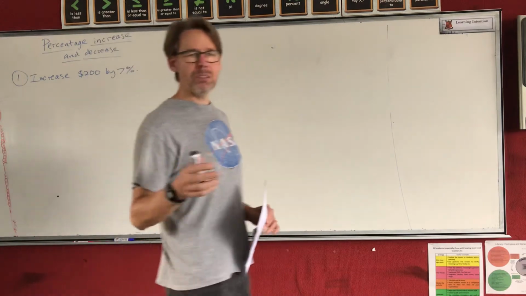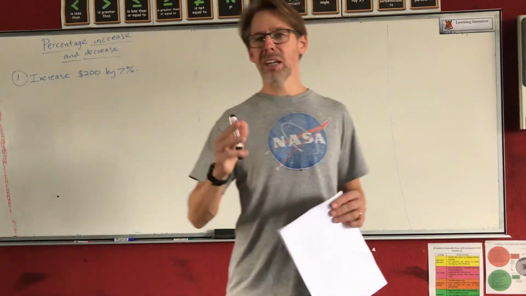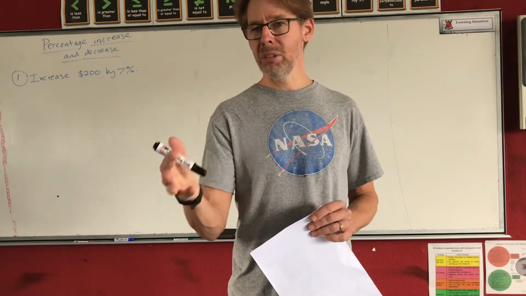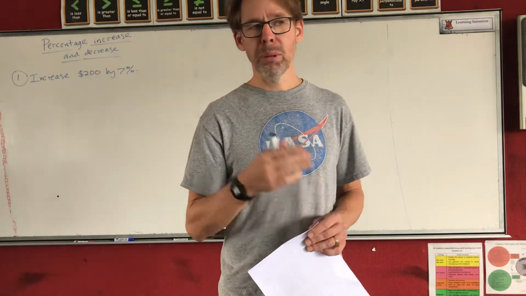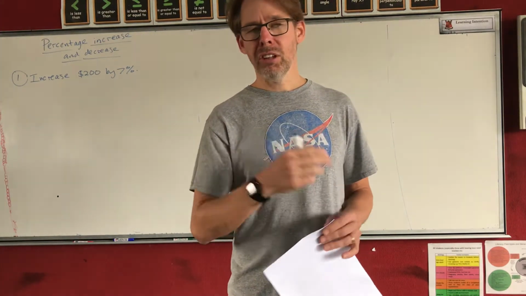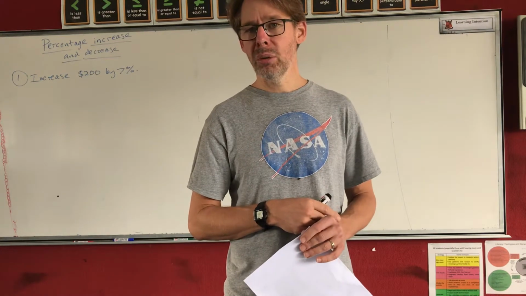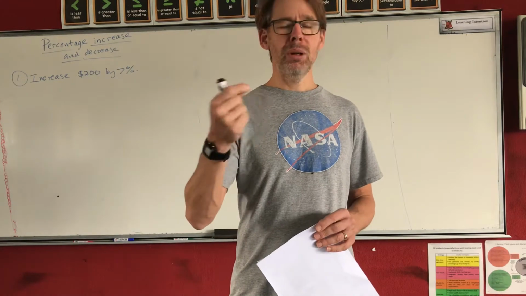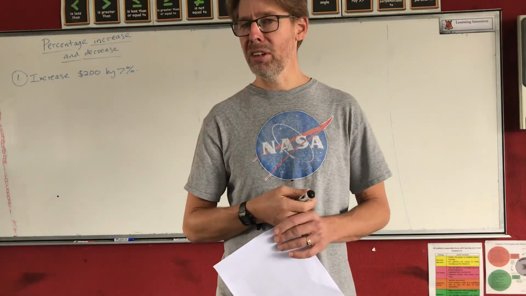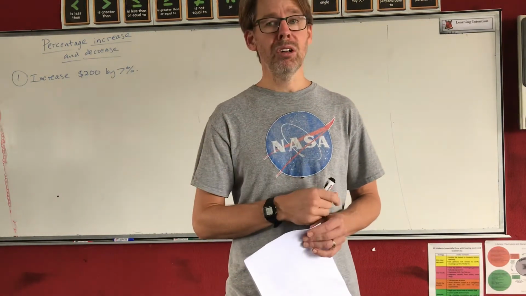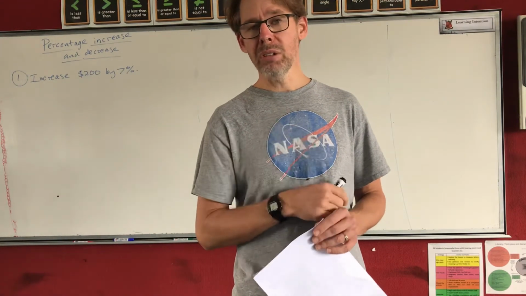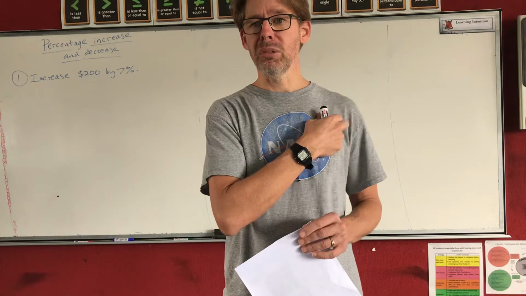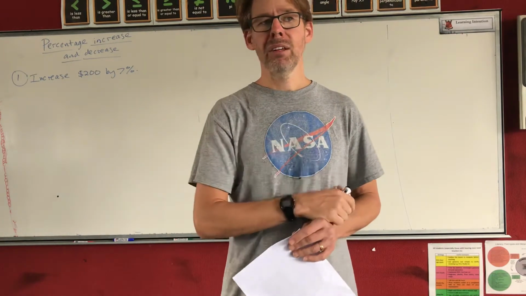With percentage increase and decrease, we're taking a quantity and making it bigger or smaller by a particular percentage. For percentage increase, let's say you had $40 a week for pocket money, and your parents gave you a 10% increase. You would find 10% of $40, which is $4, and then your pocket money each week would be $44, because it's got bigger by that 10%.